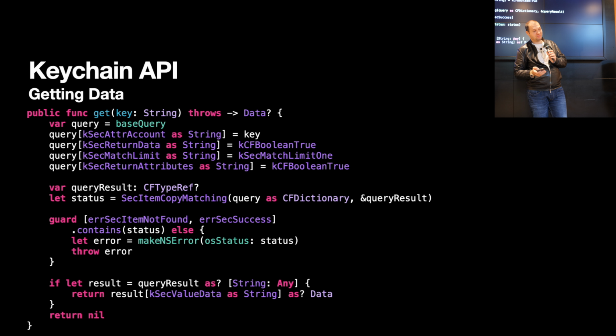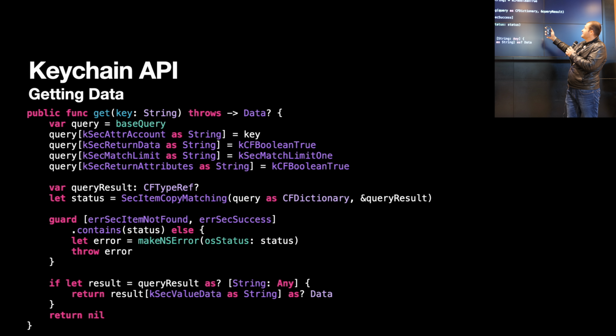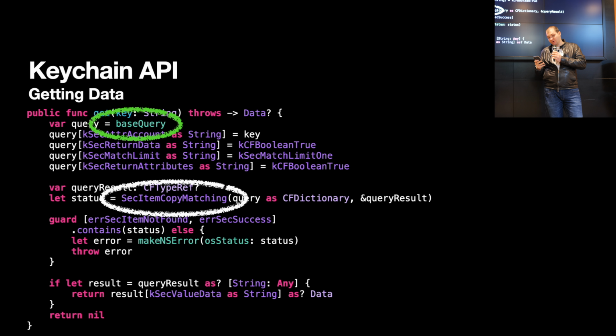Getting data is actually the most complex one, but under the hood it follows the same pattern. You have the base query there, and you have to figure out what kind of data you would like to be returned. For example, this return data means that you have to return the data, because sometimes you might want to call the keychain without actually returning the data. And use the same base query and the same method call. And so far, this looks good. We got delete, set, and get data.